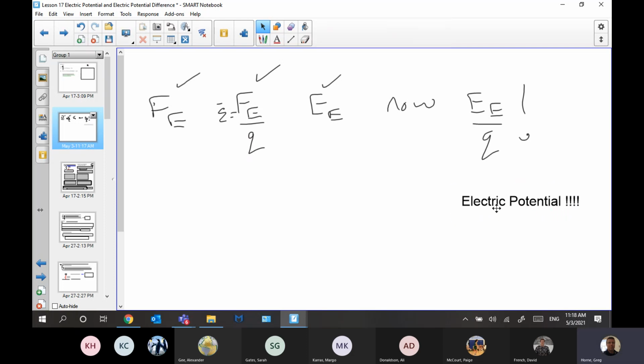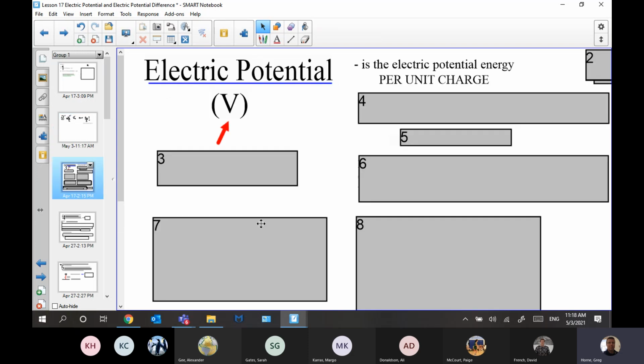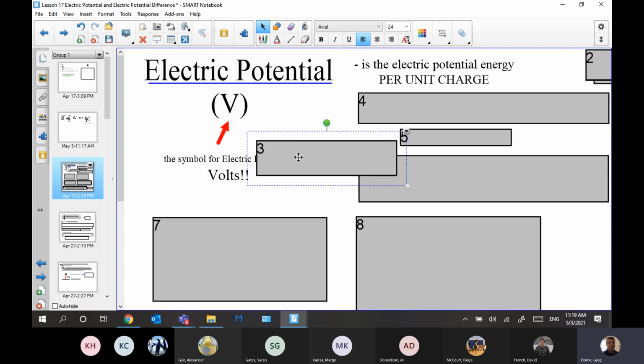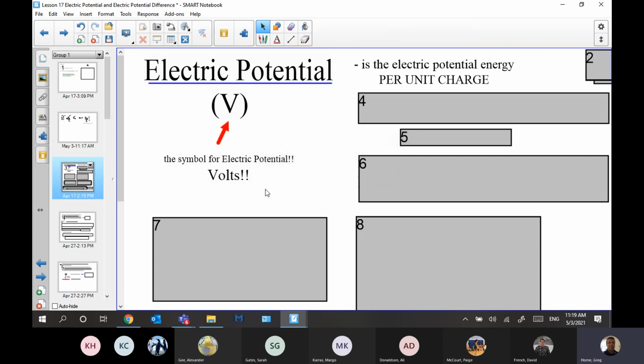You're going to read a question soon, and it's going to say the electric potential is blah blah blah, and you need to recognize, ooh, that just means energy per charge. So the fancy name for electric potential energy per charge is just electric potential. Notice that we're using the symbol volts. That's the symbol for electric potential.